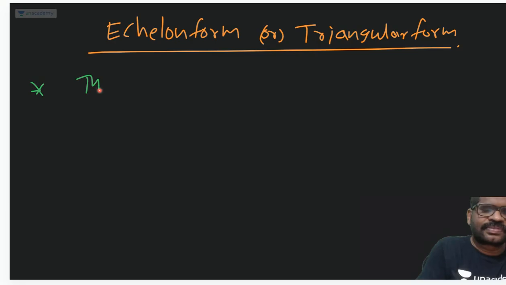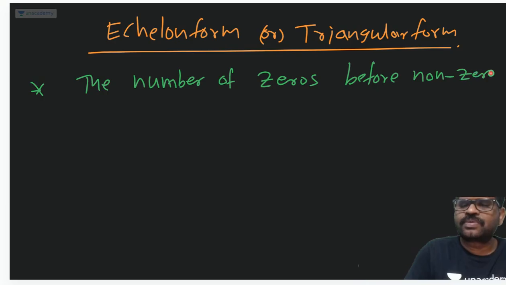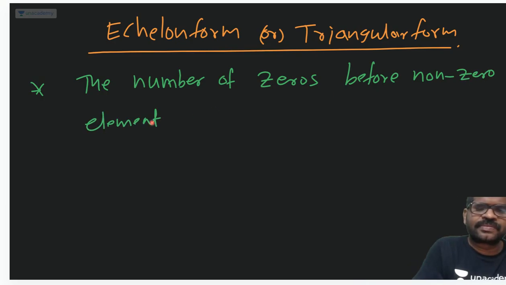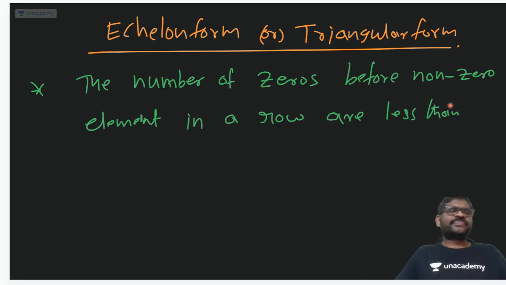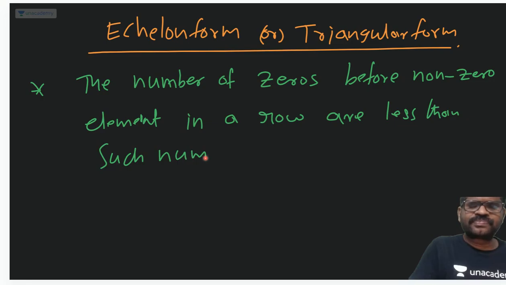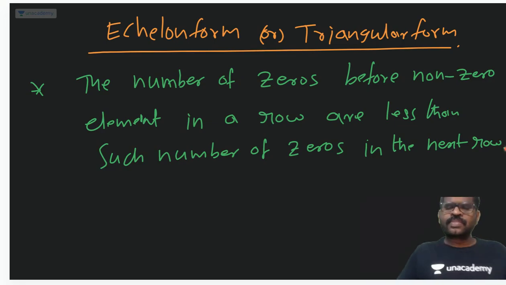First one. The number of zeros before non-zero element in a row are less than such a number of zeros in the next row.